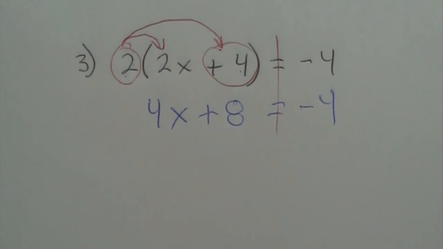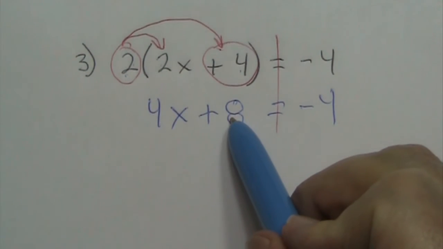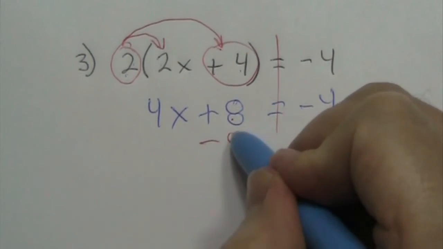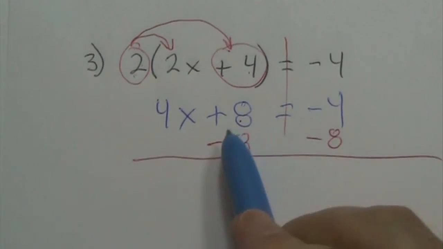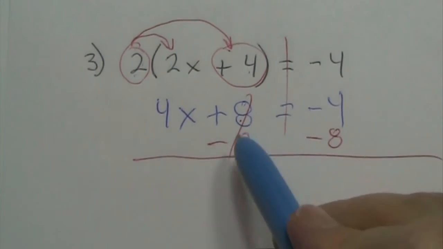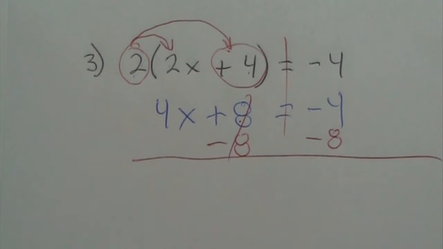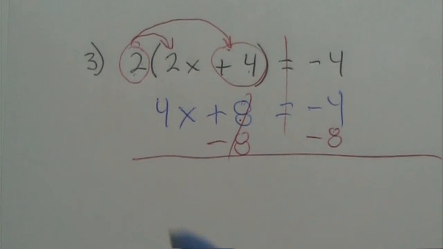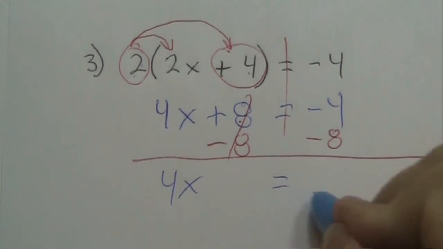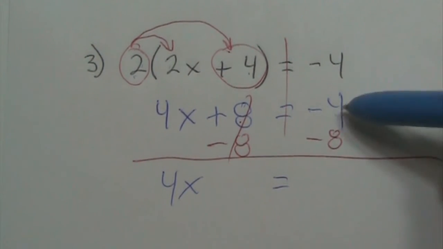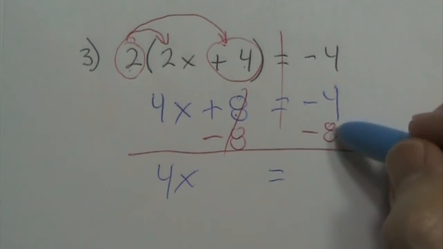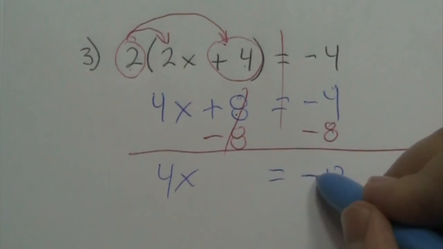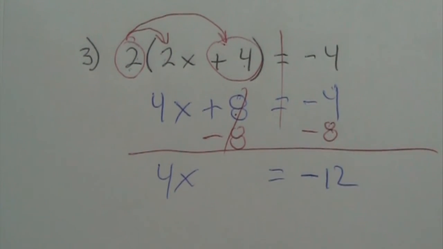Next step. Get rid of the constant. That's 8. Make it into a 0. Do the same to the other side, though. Whatever you do to one side, you do to the other. That's 0. That's gone. Bring the rest down. -4, -8, -8. Same signs, add them up. 8 and 4. They're the same signs, you add them up.